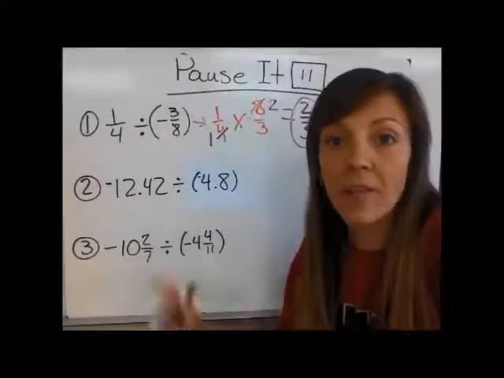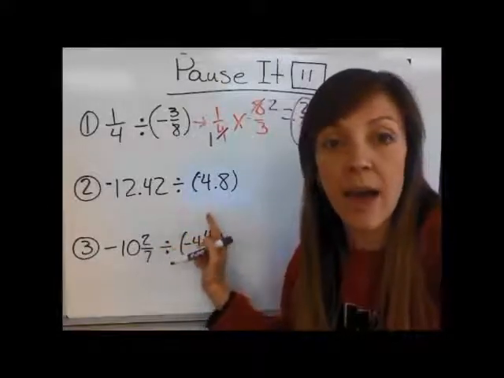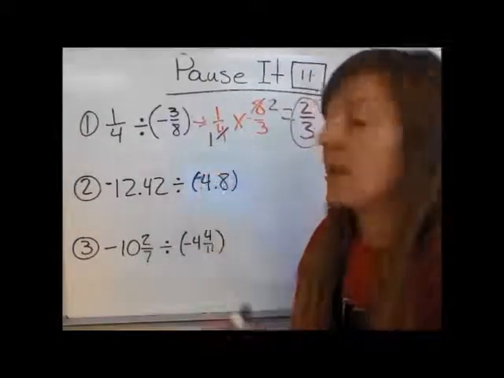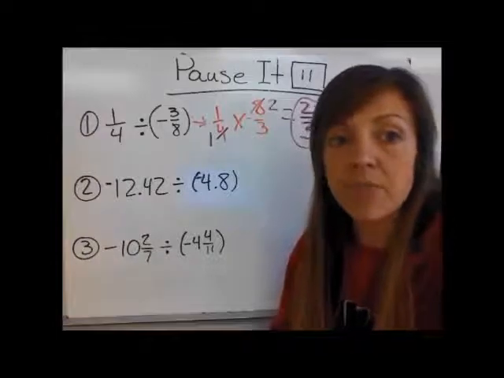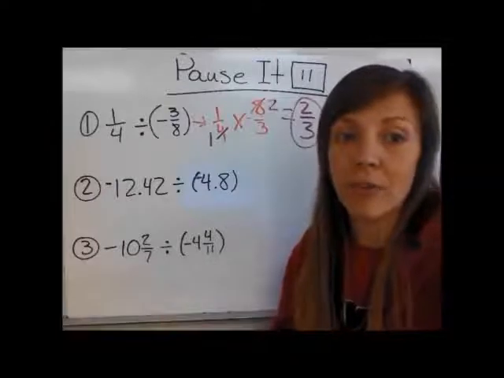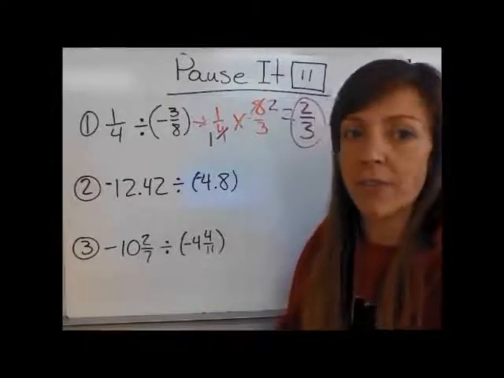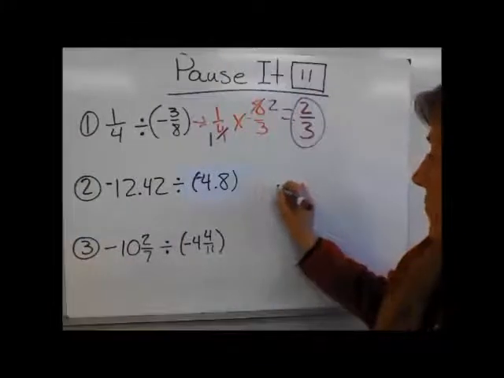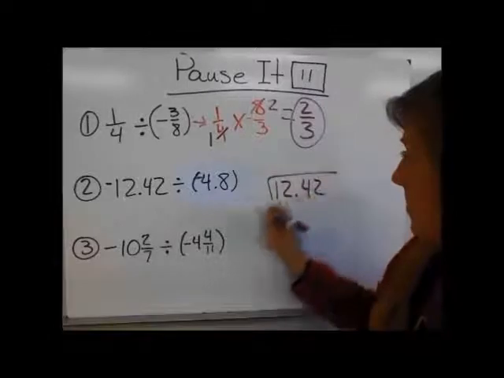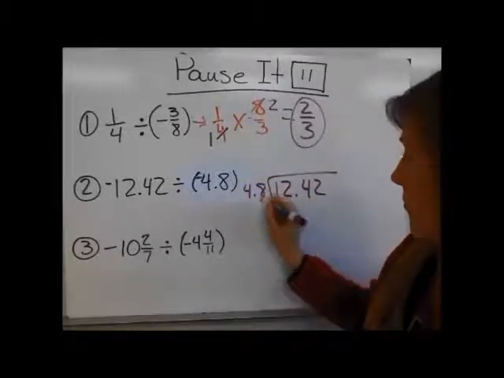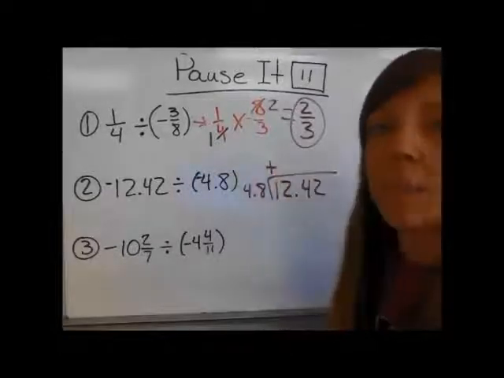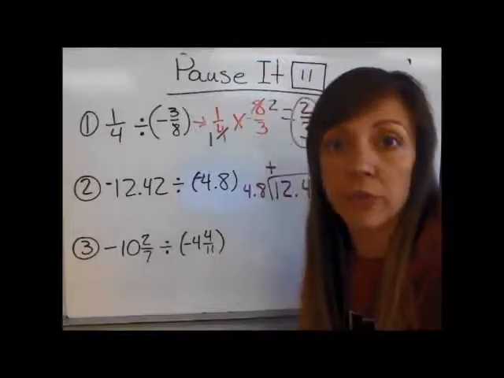Number 2, we have negative 12 and 42 hundredths divided by negative 4 and 8 tenths. And there is a negative sign there. So it's a negative divided by a negative. I happen to know that that's a positive. So I know my answer right off the bat is going to be a positive number. Let's go ahead and divide those. I'm going to put a positive sign up front to show I know my answer is going to be positive.